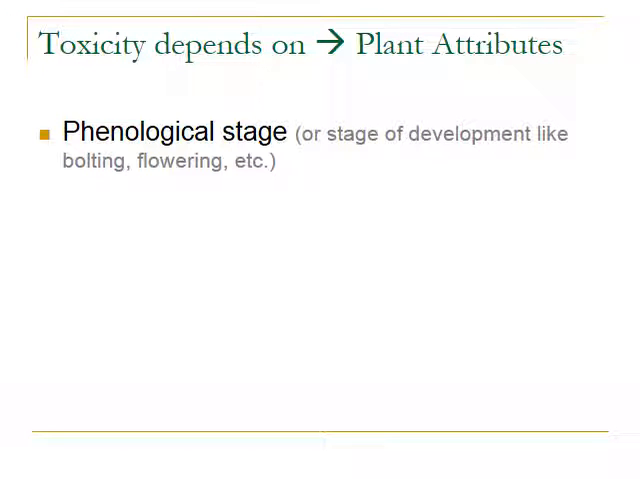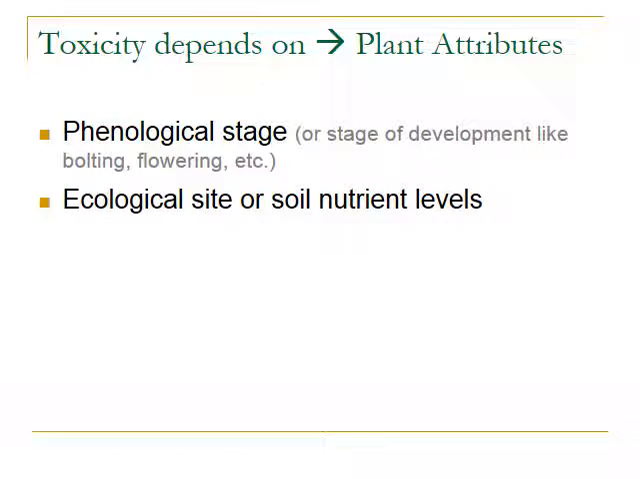For example, the phenological stage. A plant can have a secondary compound that is toxic when the plant is young, but not when the plant is flowering, or vice versa. The plant cannot be toxic when it's growing until it flowers and produces seeds. So one of the problems with learning about when plants are toxic is trying to really keep track of what phenological stage is the plant most toxic.